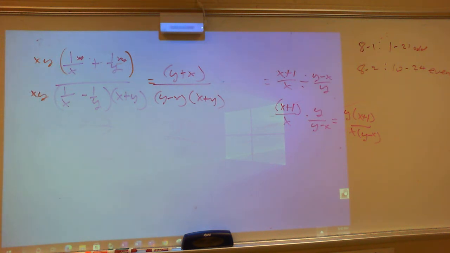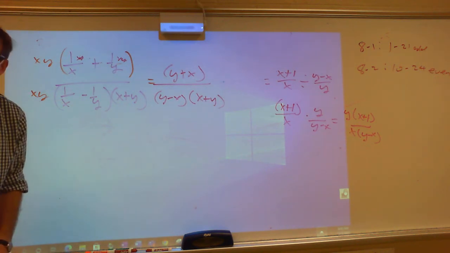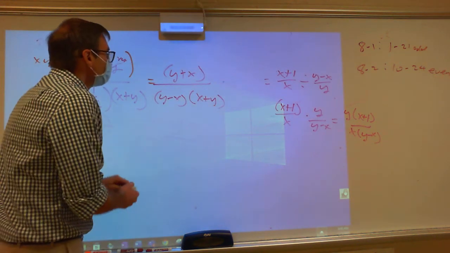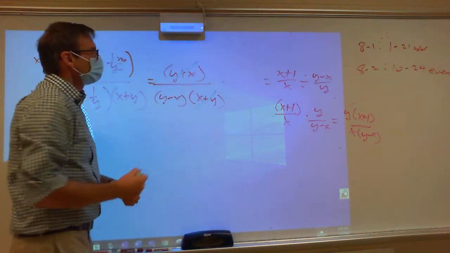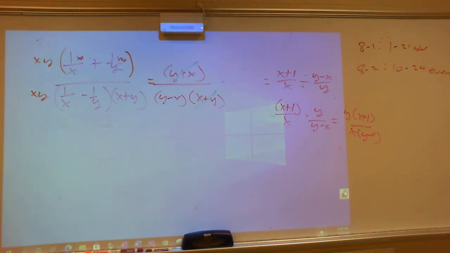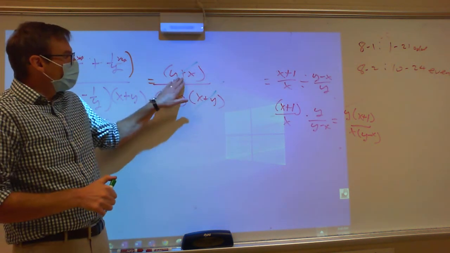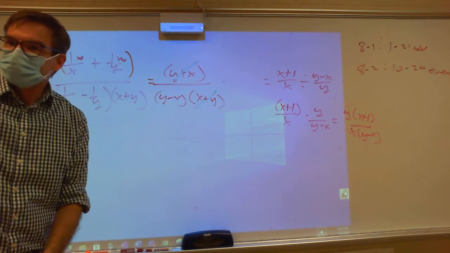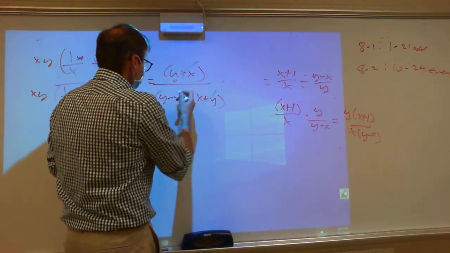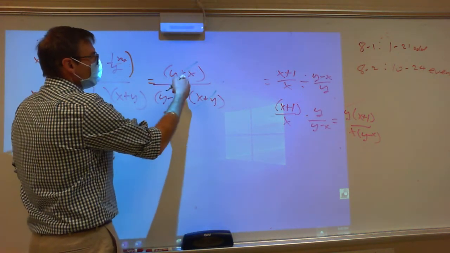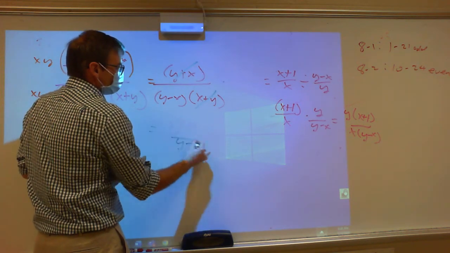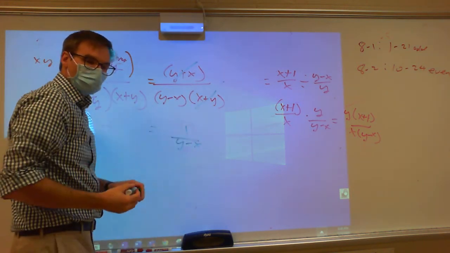Now what's left? Can we cancel anything? Yeah. What can we cancel? Y plus x and x plus y. Does that create a negative 1? It only creates a negative 1 when there's a minus, because y plus x and x plus y are the exact same thing. Now, since everything's canceled, we're going to end with a y minus x on the bottom and a placeholder on top, which is a 1.